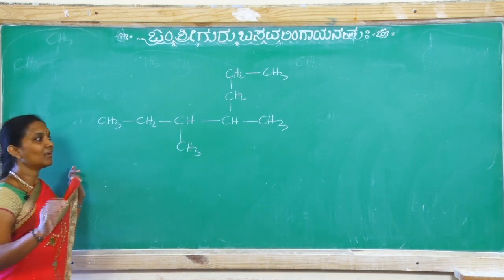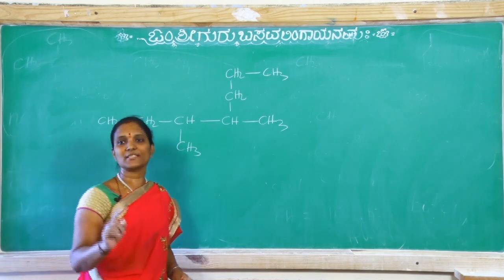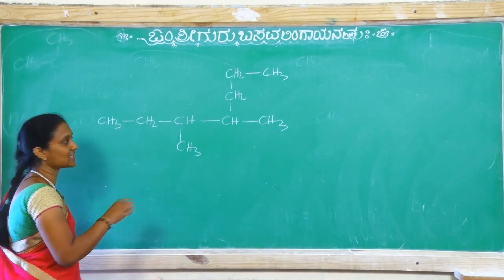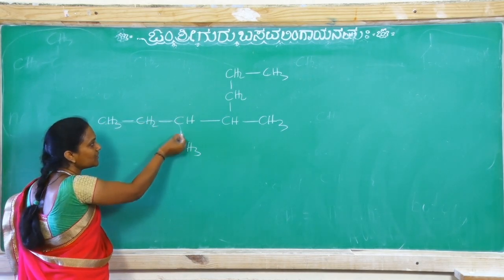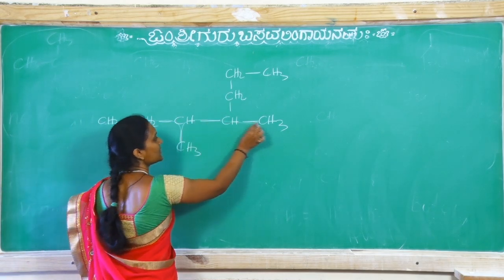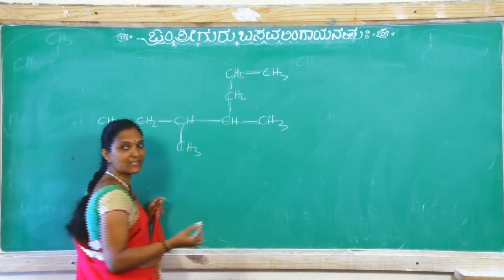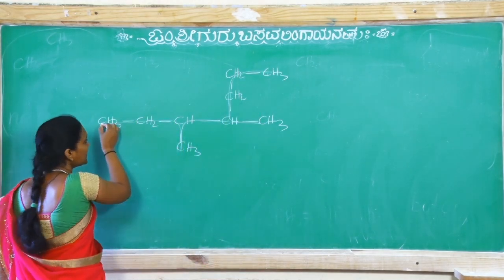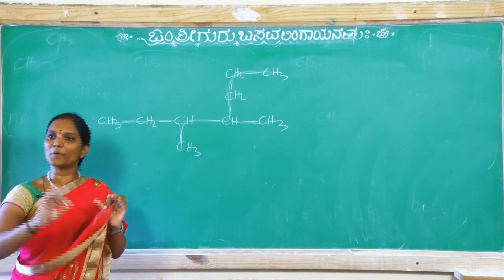Okay. Now, compounds with branches. If a branch is given, first select the parent chain, because here there are many chains. How do we identify a chain? Like this we start, then continuation. This is one chain. Like this you start, here also continuation. This is one chain. Or like this, this is also one chain. Yes or no?